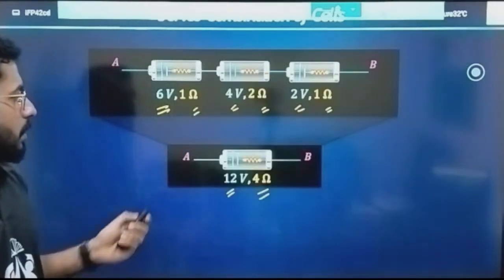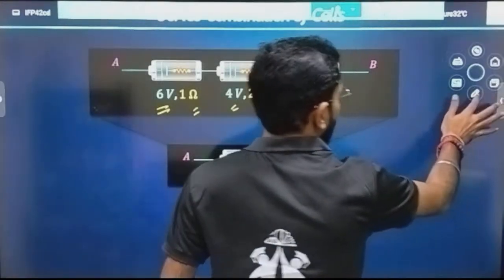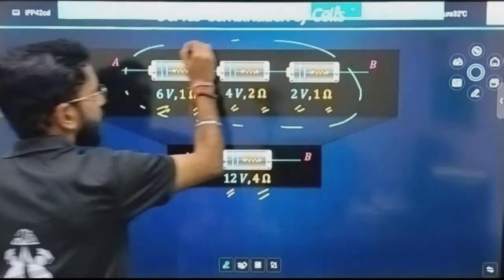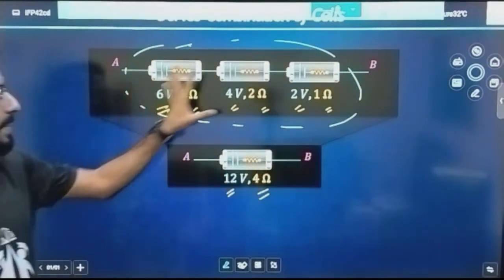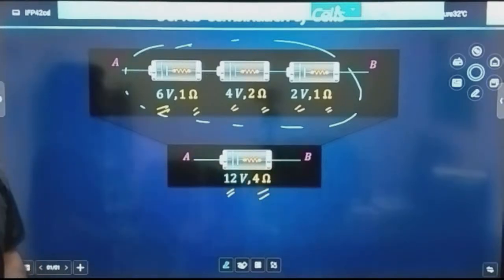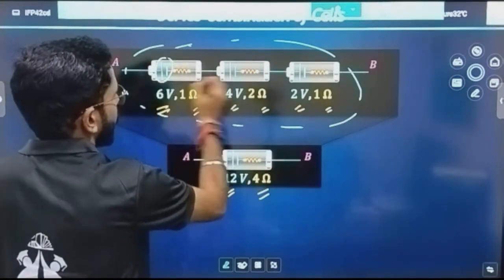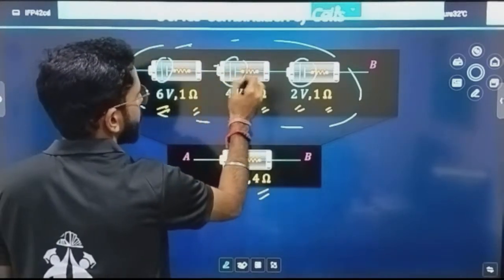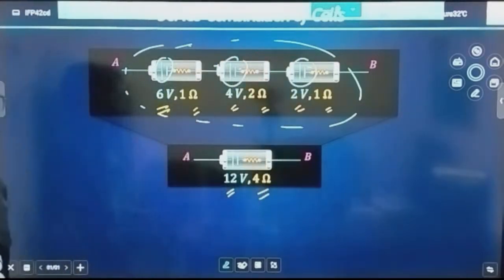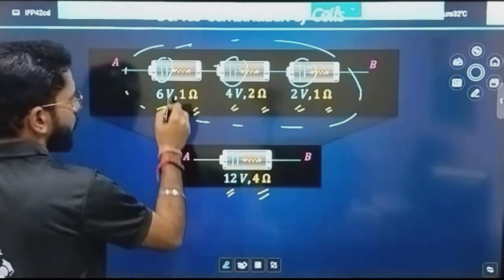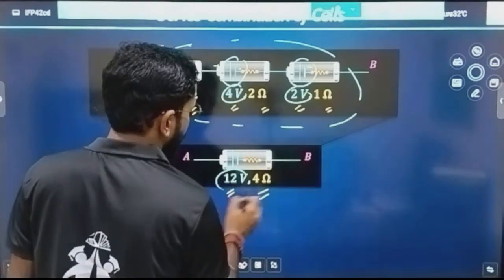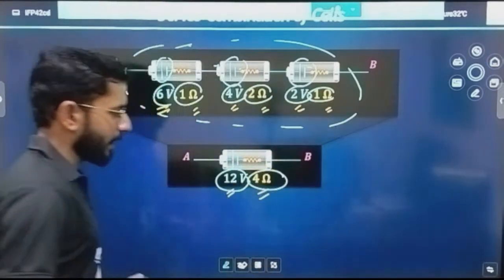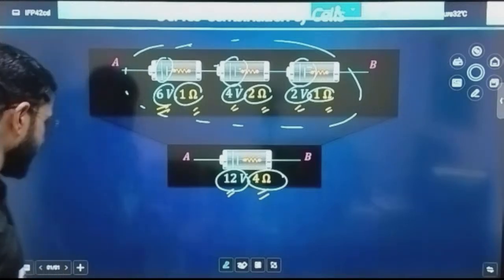Okay. So for example, if someone asks me to replace this complete circuit, for solving purposes we always try to decrease the size of the circuit. For replacing this complete circuit, I have to draw an equivalent circuit. How will I draw it? Here it is 6 volt, here 4 volt, here 2 volt, and the polarity is the same, positive negative and positive negative. The net battery EMF is 6 plus 4, 10, plus 2, that is 12 volt. And what about the resistance? 1 plus 2 is 3, 3 plus 1, that is equivalent to 4 ohm. Is it clear?